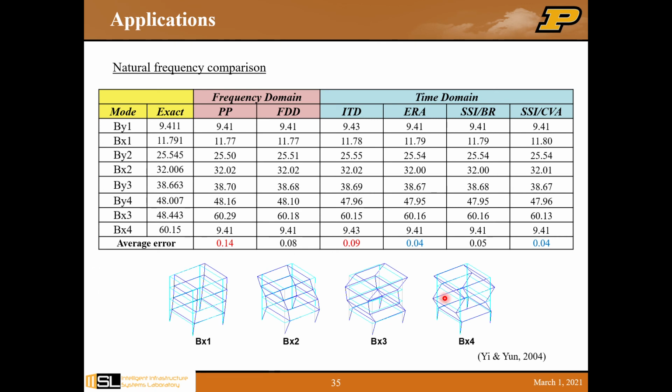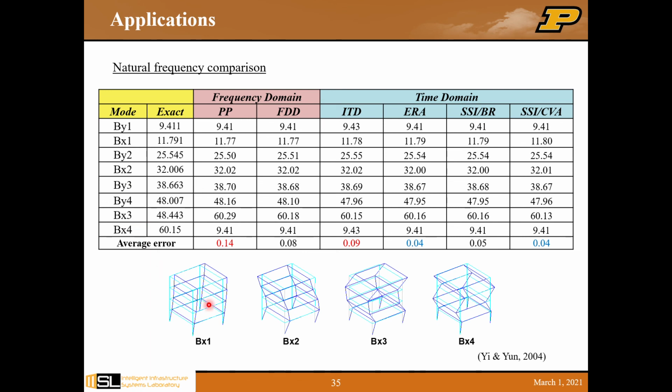Now let's quantitatively look at the natural frequency identification. The table here shows the natural frequency of the 8 modes. BY1 represents the first mode in Y direction, BX1 represents the first mode in X direction, and similarly for BY2, BX2, and eventually BY3, BX3, BY4 and BX4.